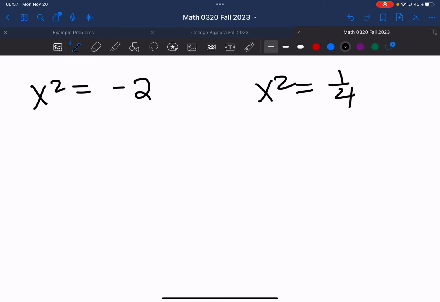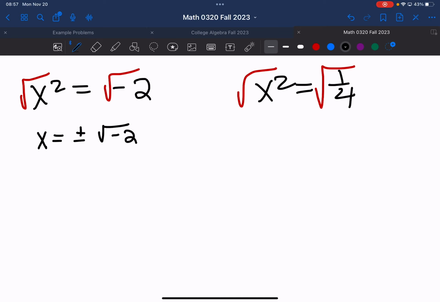Okay. How do I get rid of an x squared? What do I have to do to both sides? Take the square root, and remember when I do this, I'm going to end up with 1 or 2 answers. 2. So square root of both sides on all my problems. So that means I am going to have x is equal to plus or minus the square root of negative 2.